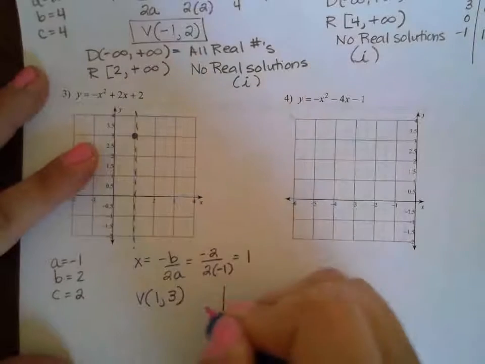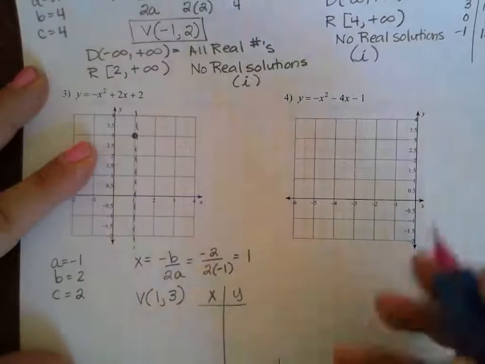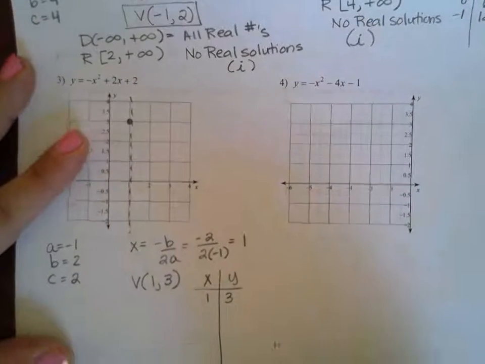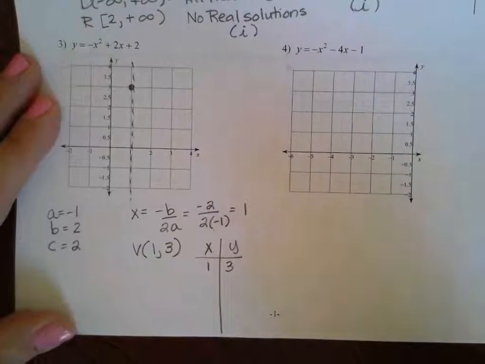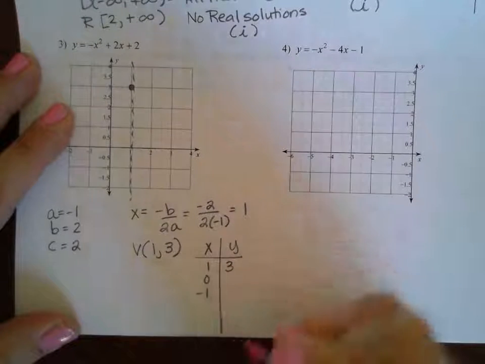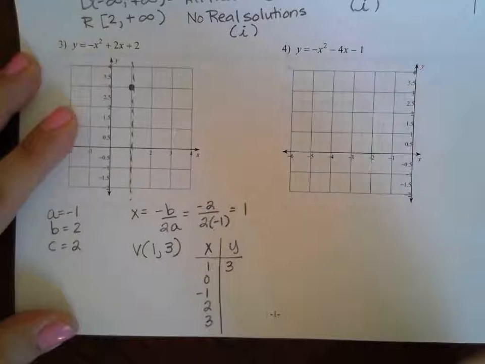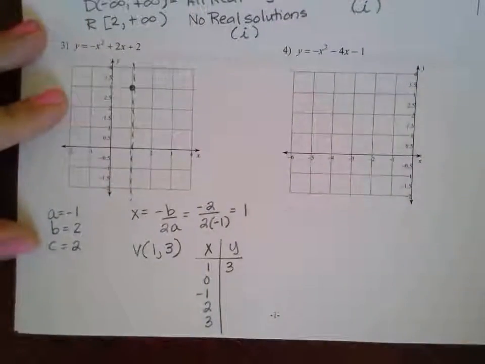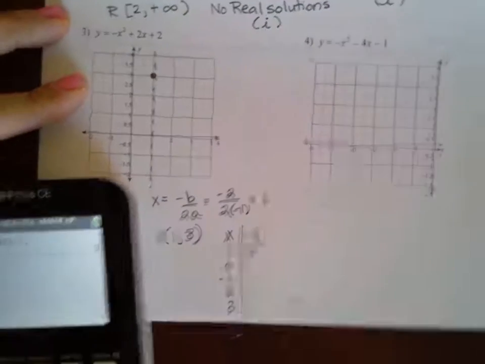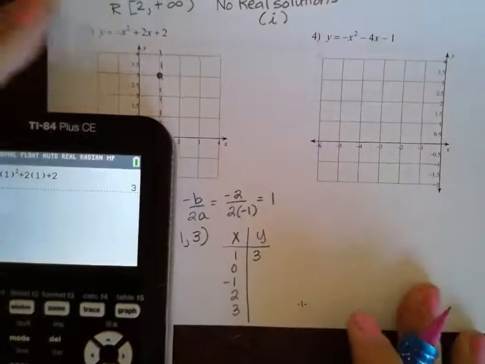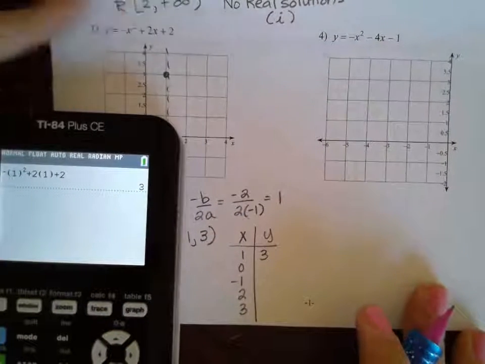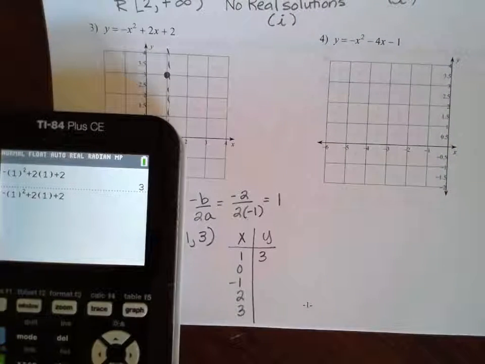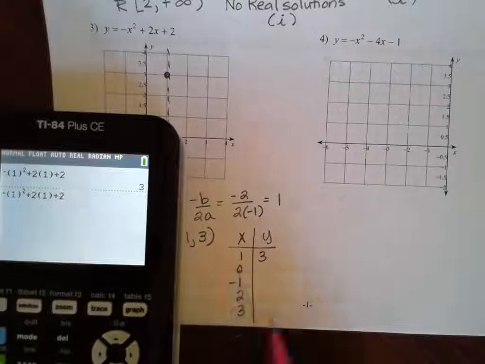Okay, do our x and y chart. So 1, 3. So 2 numbers smaller and 2 numbers bigger. So 0, negative 1, 2, and 3. Plug these into your equation. Okay, let's see if I can get this all on the screen at the same time. Alright, so second enter. Let's put 0 in first.